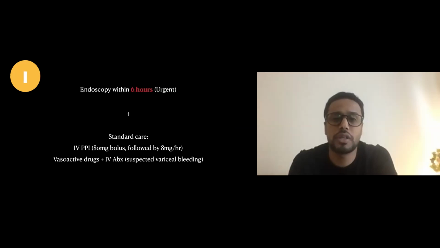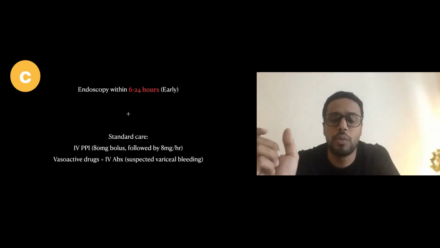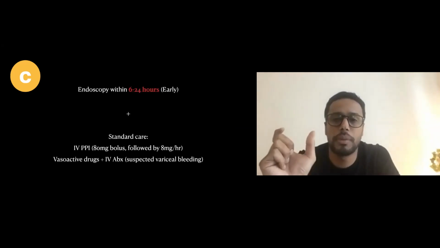In the intervention group, they called it the urgent group, which was the group that had an endoscopy within 6 hours. That group also received standard of care of PPI, vasoactive drugs, and IV antibiotics in patients they might suspect of variceal bleeding. The other arm, they called the early endoscopic group, received endoscopy between 6 to 24 hours, and they also received a similar standard of care.